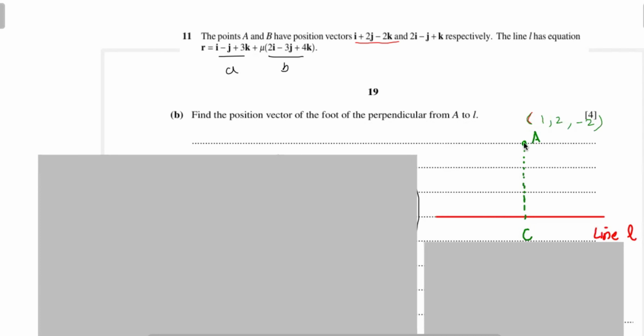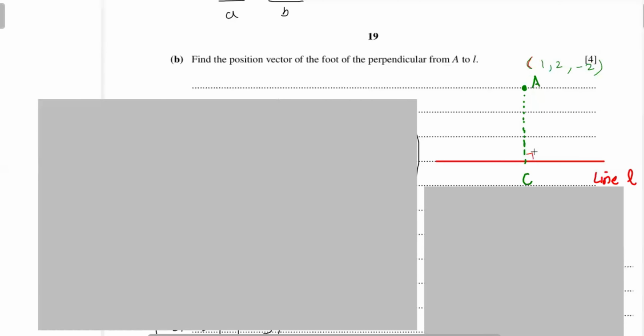Take a point A, and we draw a perpendicular from A to L. You see here, this is the perpendicular and it intersects the line at the point C. The coordinates of point A are 1, 2, minus 2, and we mention that here. Now the equation of line L is r equals i minus j plus 3k plus mu times (2i minus 3j plus 4k).